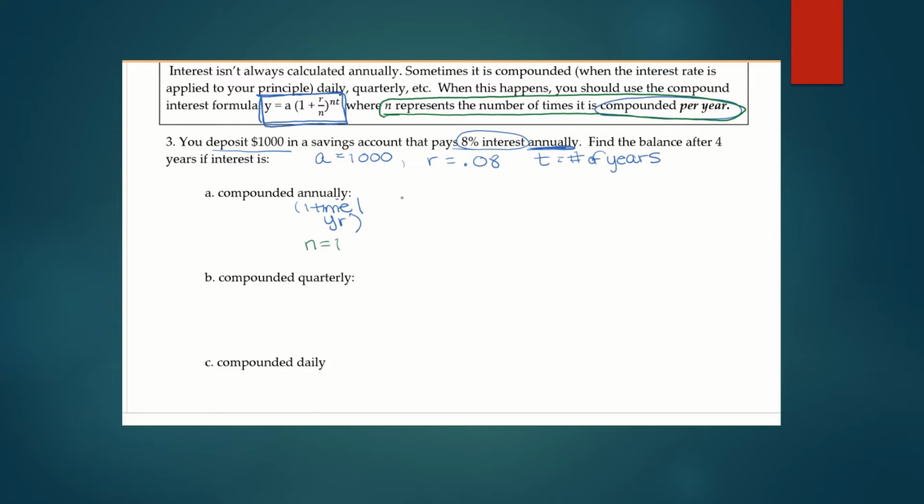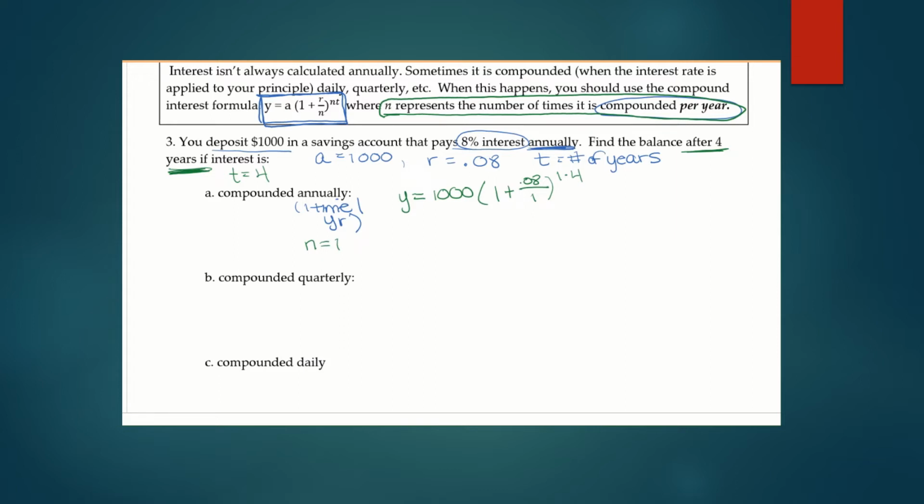Okay, so plugging in all the things that we have into this compound interest formula, y equals our A value, which is 1,000, times 1 plus our R value, 0.08, over our N, which is 1 because we're compounding annually, one time per year, and then raised to the power of 1 times T, which in this case is 4 because we're trying to find the balance after 4 years. So T is 4 for each one of these problems.